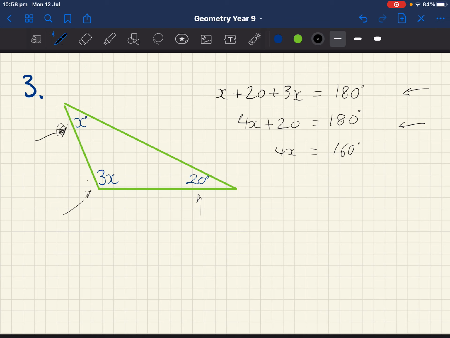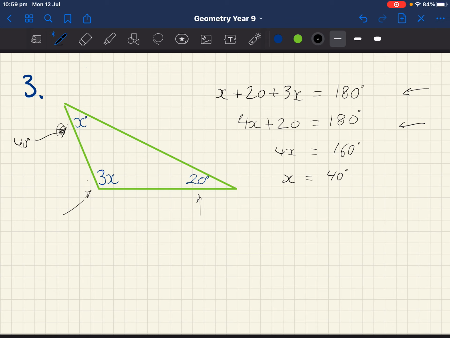Let's get rid of that 4. Remember, 4x means 4 lots of x, or in other words, 4 times x. How do we get rid of a times by 4? We're going to divide by 4. 160 divided by 4, right? You're allowed to use a calculator if you're hating your divisions, and you end up with 40 degrees. So we've found the value of x. That first angle we were talking about, the top one, that's actually 40 degrees, right?